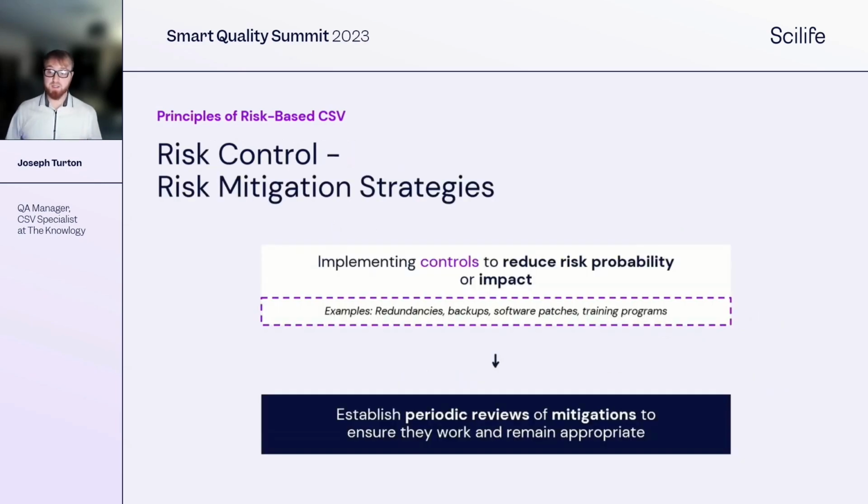Once we've identified our risks, the next logical step is to control them. This is where risk mitigation strategies come into play. We could introduce redundancies to safeguard against failures, or implement software patches to address known vulnerabilities. You can have training programs, on the other hand, that can reduce risk factors that stem from human error. Each risk might warrant a unique control. It should be tailored to its nature and its implications.